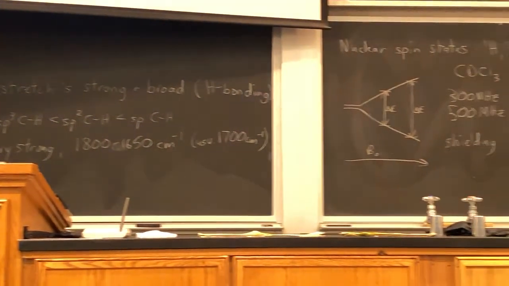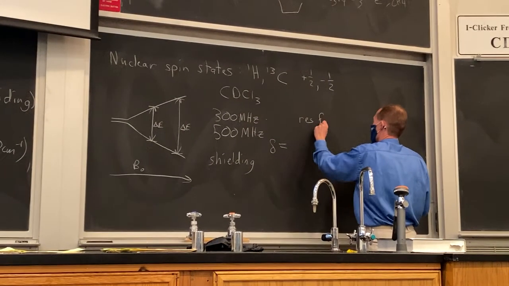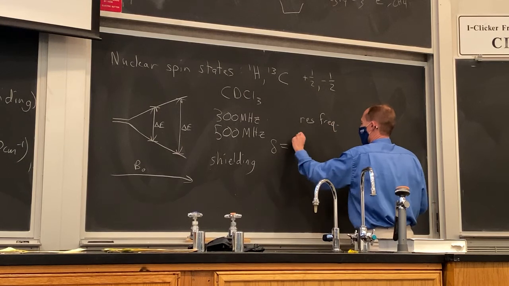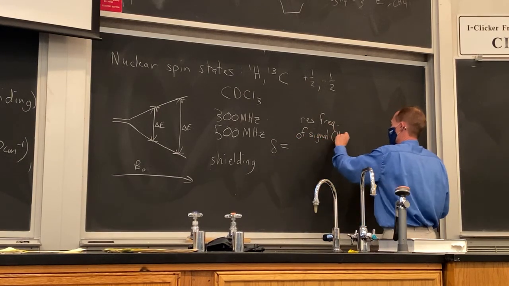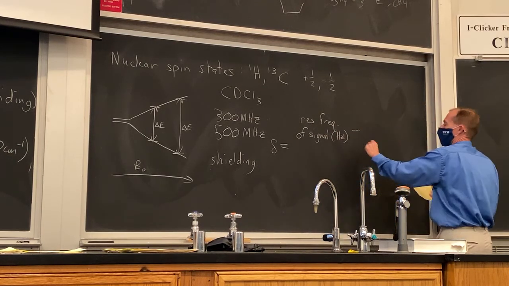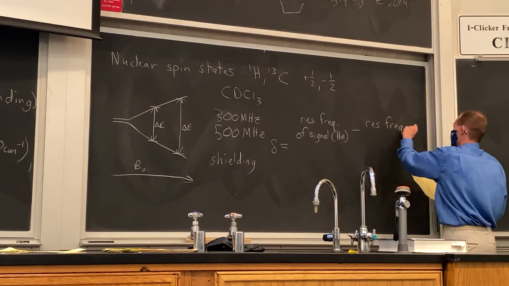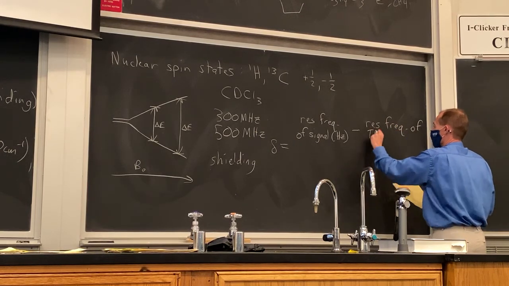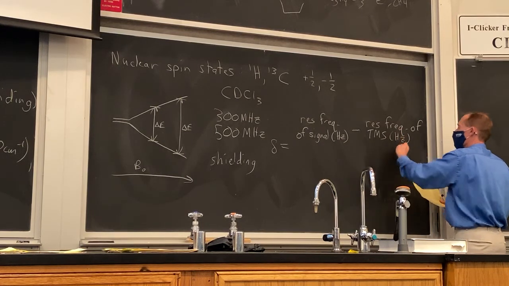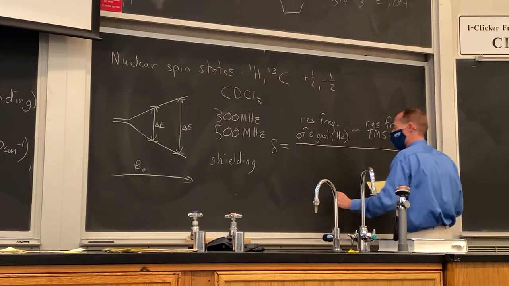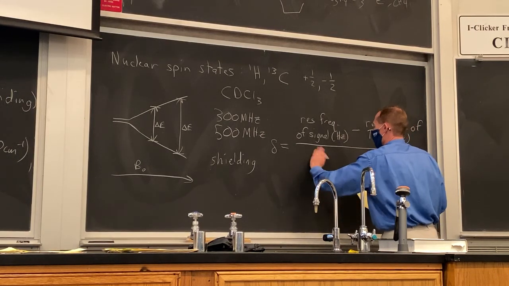Okay, and that is equal to the resonant frequency of the signal, or the set of hydrogens. That's measured in hertz. We're going to subtract from that the resonant frequency of a reference molecule, which is known as TMS, tetramethylsilane. We'll tell you what that is in a moment. And we divide that by the frequency of the spectrometer.